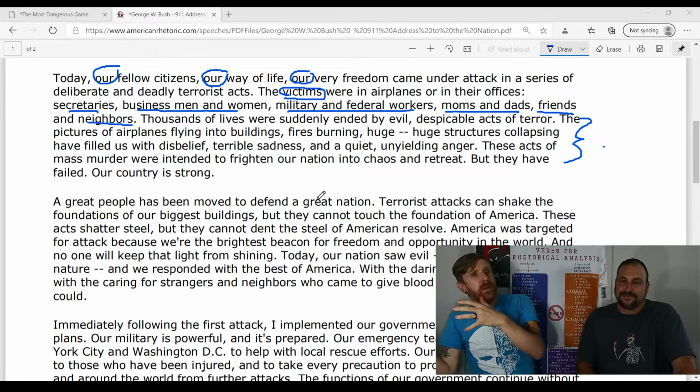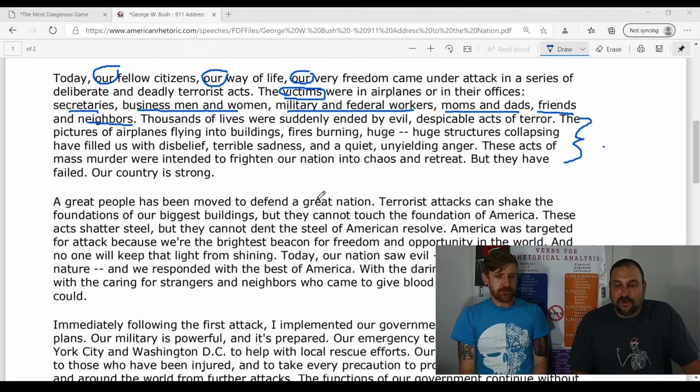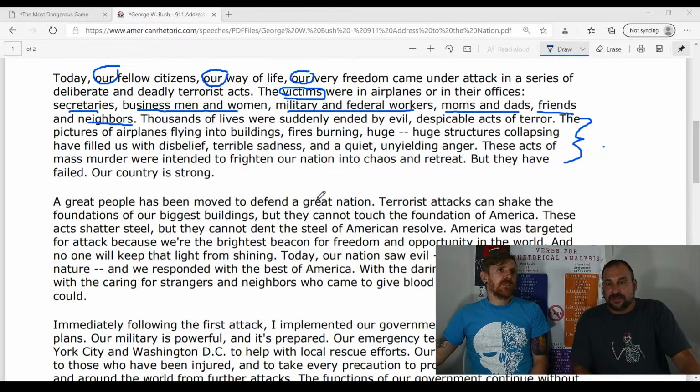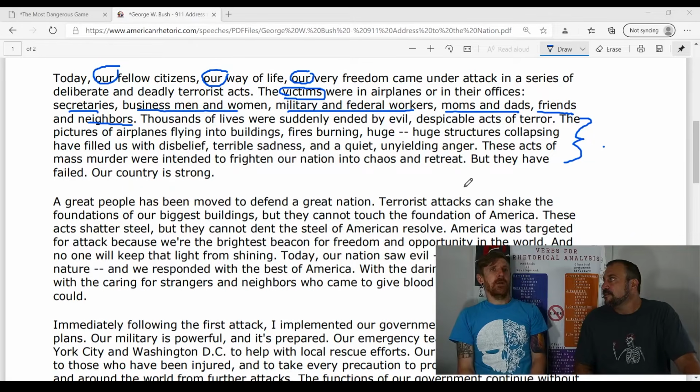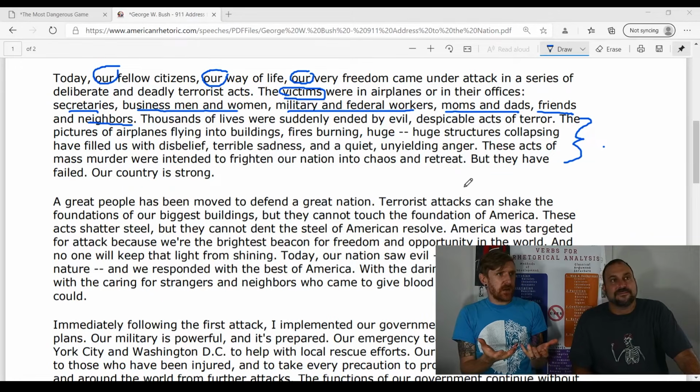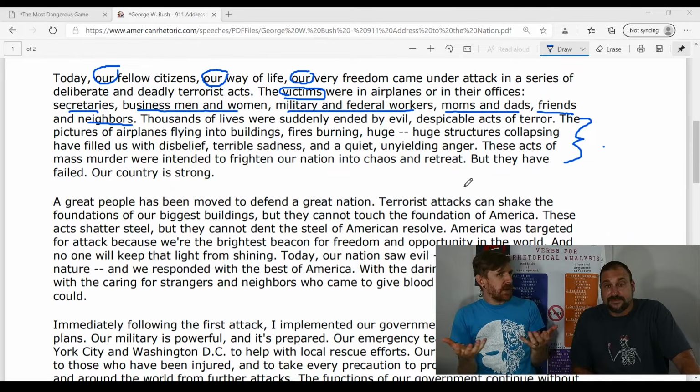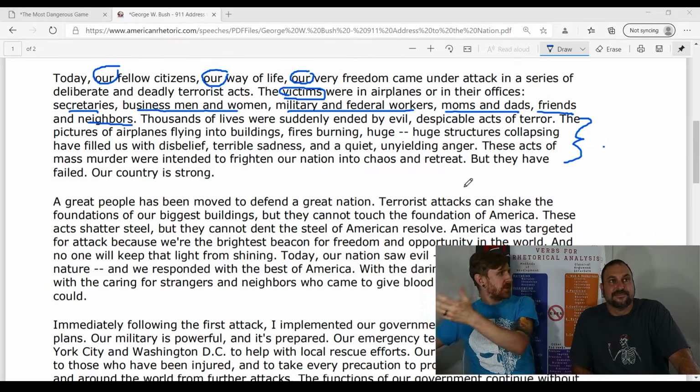So how are we going to deal with that? Well, when we look specifically at what George Bush is actually saying, let's look at the language. So what can I do for a verb right up here where we have secretaries, businessmen and women, military and federal workers, moms and dads, friends and neighbors? Again, we want to make this as concrete as possible. When we look at our verb, what is he doing? The author is listing. Cool. And so he's listing the victims of 9/11. Yes. So I can actually write, he then shifts to listing the victims of 9/11 in order to, and then finish that sentence.